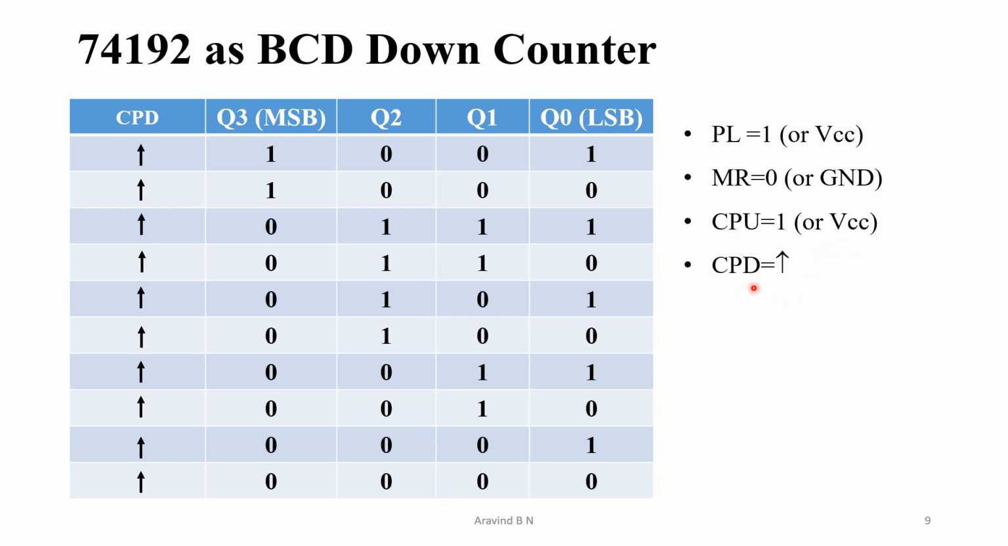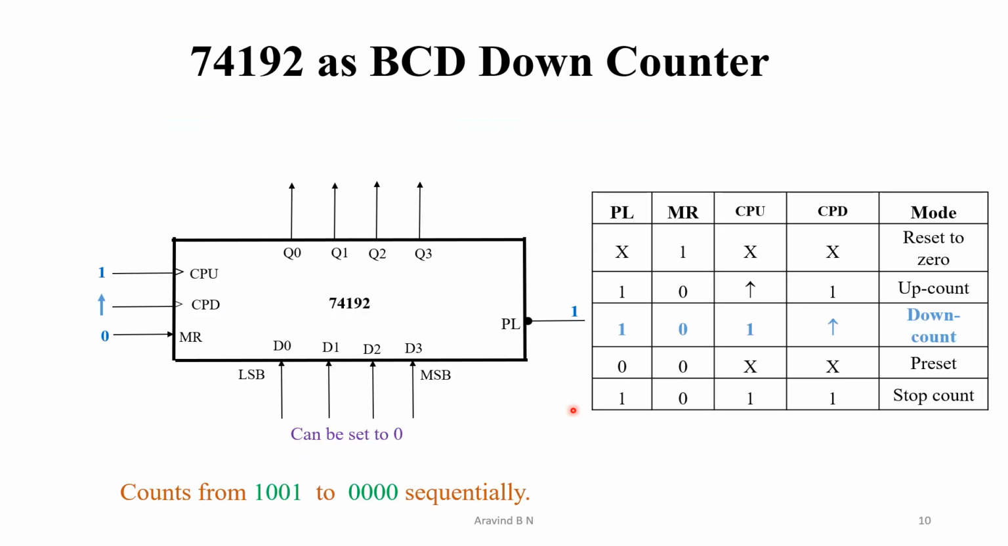Then CPD is the down count clock. Since we are making the down count operation, this is what has to be enabled, that means it must be connected to the clock. Here is the realization. With respect to the mode table, we will be performing the down count operation. These are the configurations we are going to make use of, and the same is represented here. PL is 1, master reset input is 0, CPD is connected to the clock, CPU is connected to VCC.